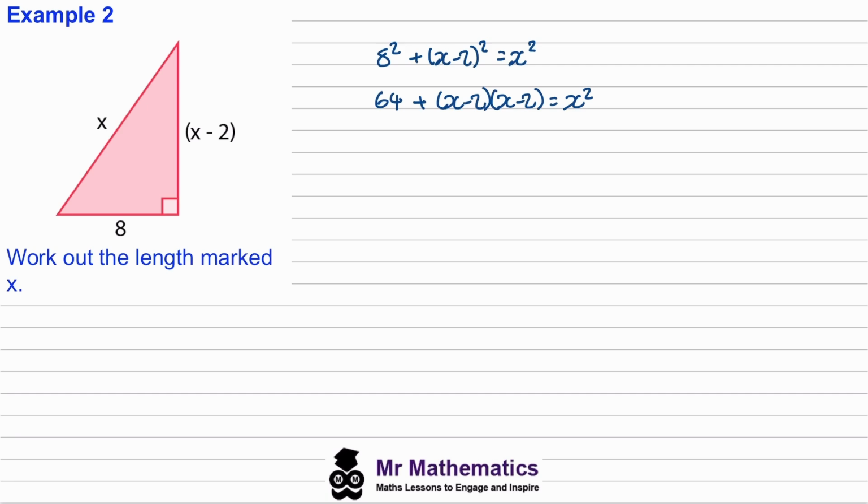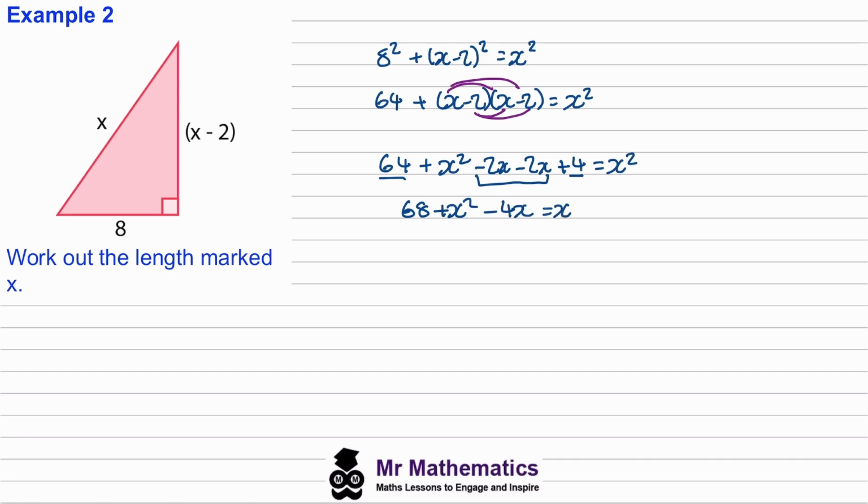What do you think we should do next? So now we're going to expand out these brackets. So we'll have the 64 plus the x squared, and then minus 2x, minus another 2x, plus the 4, 2 times 2. And this will equal x squared. We can simplify these terms, and we can add the 64 and the 4 together. So we get 68 plus the x squared minus the 4x will equal x squared.